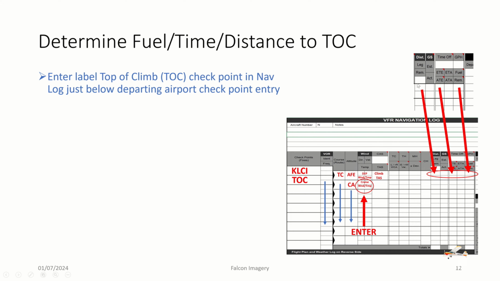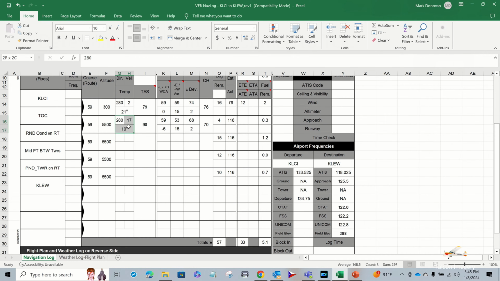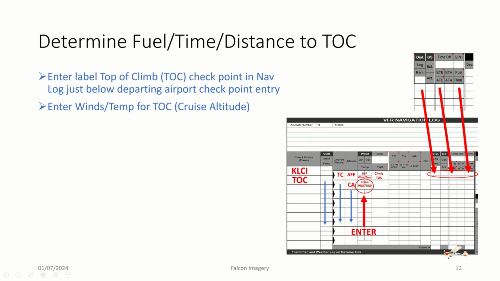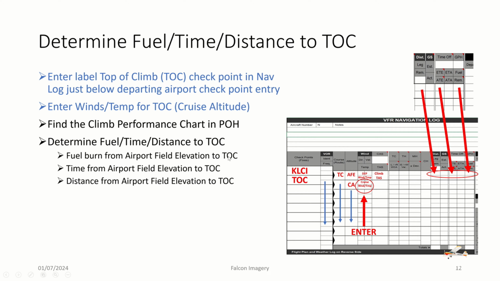Enter the label top of climb checkpoint in the nav log just below the departing airport checkpoint code. You can see right here at top of climb. Enter the winds and temperature information for the top of climb, which was effectively your cruise altitude, adjacent to where you have the cruise altitude here on the right. Find the climb performance chart in the pilot operating handbook and determine the fuel, time, and distance to top of climb. This is to basically calculate your fuel burn to get to top of climb, your time en route to get to top of climb, and your distance from the airport to the top of climb.